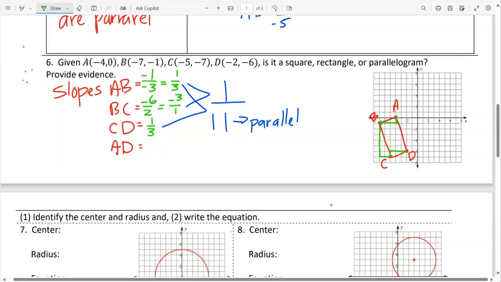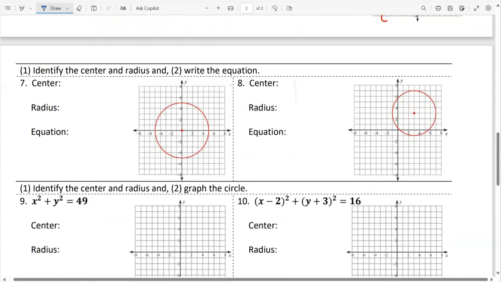And lastly, AD. Up 1, 2, 3, 4, 5, 6, backwards 2. So +6 over -2 simplifies to a -3 over 1. And we have parallel again. And we can see that 1 and 3 is not the same as 6 and 2. So we don't have a square, but we do have a rectangle.